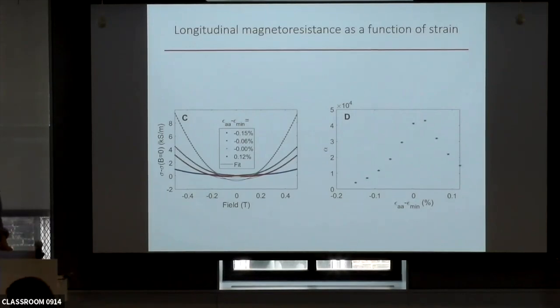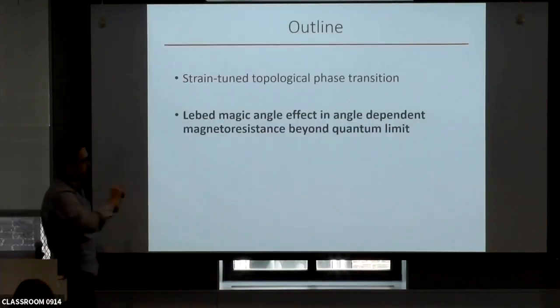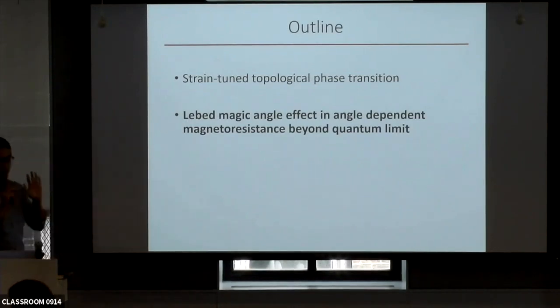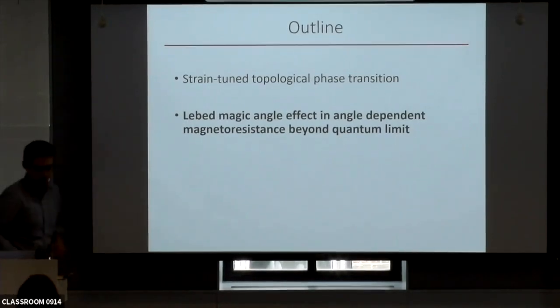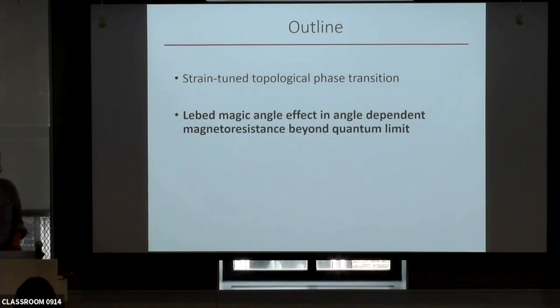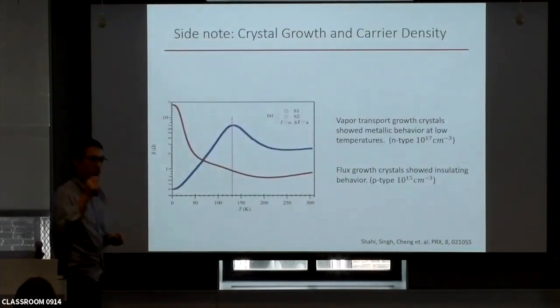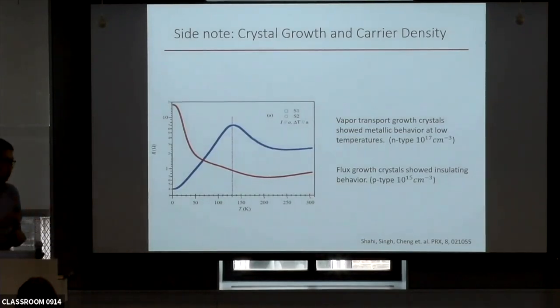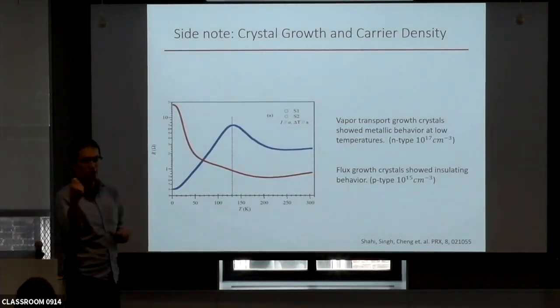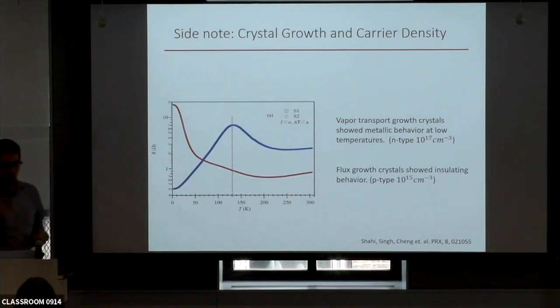Now I'm going to switch to this magic angle effect that we observe by applying a magnetic field and changing the angle. We want to bring the material to a very low carrier density to probe the physics very close to the Dirac point. Now this material is actually very sensitive to growth conditions and chemistry stoichiometry.